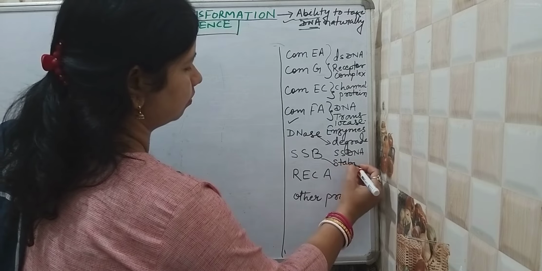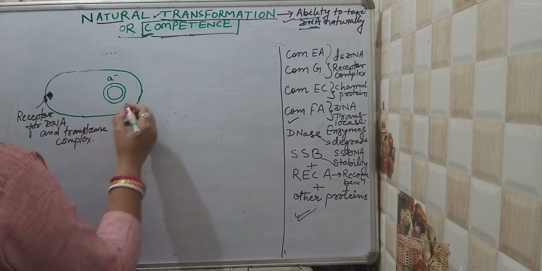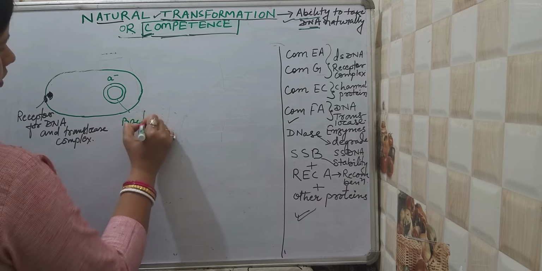And where is the exogenous? Okay, I should rub it. And this is the bacterial chromosome. Because this will be the recipient, I have written A minus here. This is the bacterial chromosome.